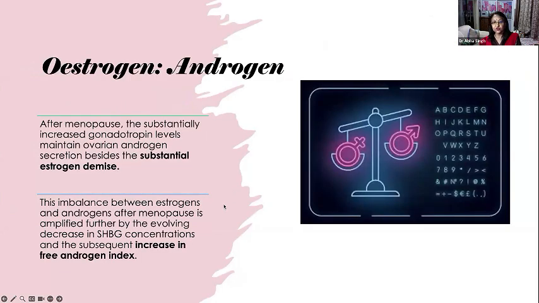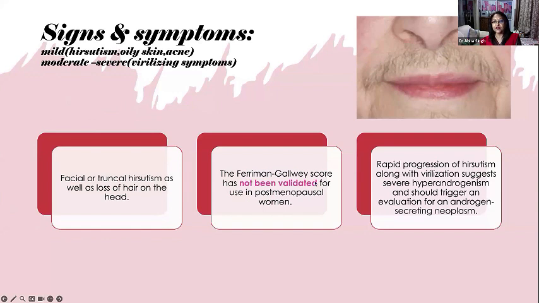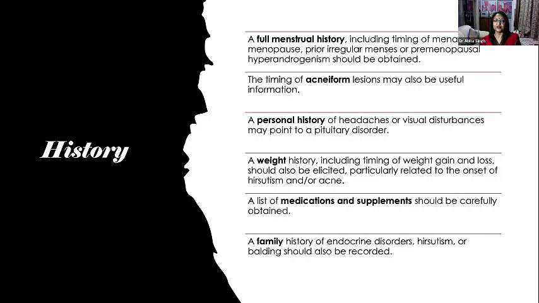And the FG score, the Ferriman-Gallwey score, has not been validated. What we learn from this score is to give numbers to different sites and then add them up to understand the severity. So that is not applicable in cases of postmenopausal women. So that is very, very important.